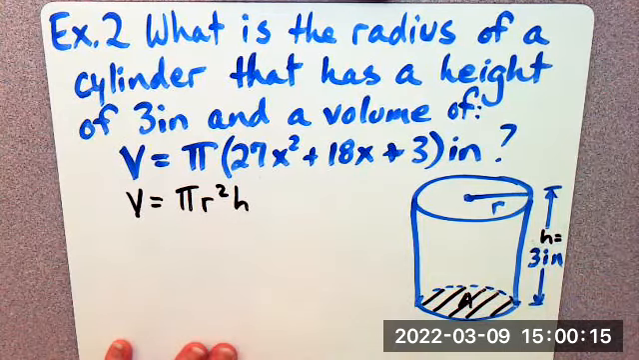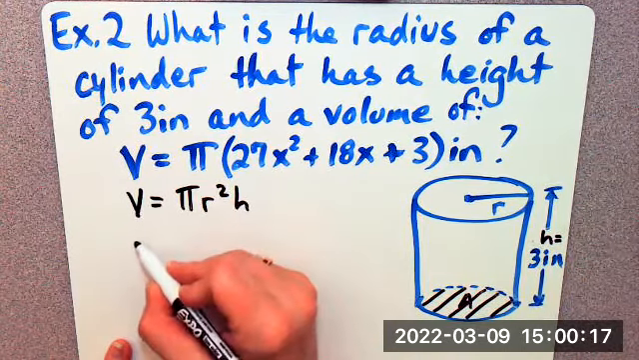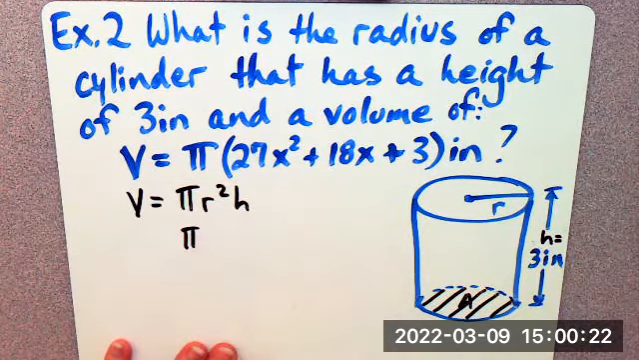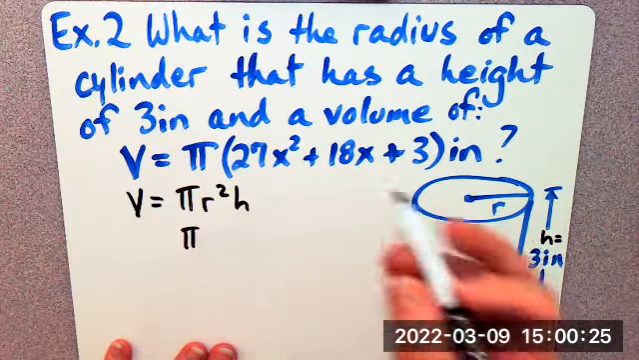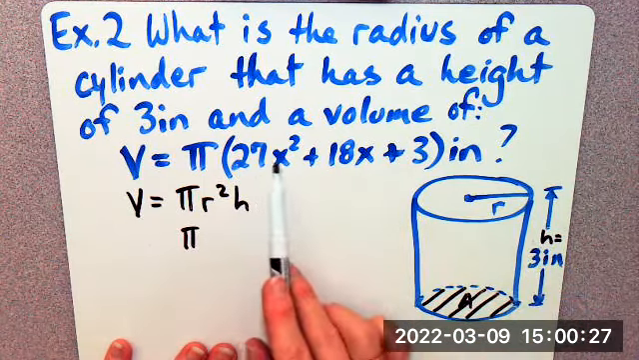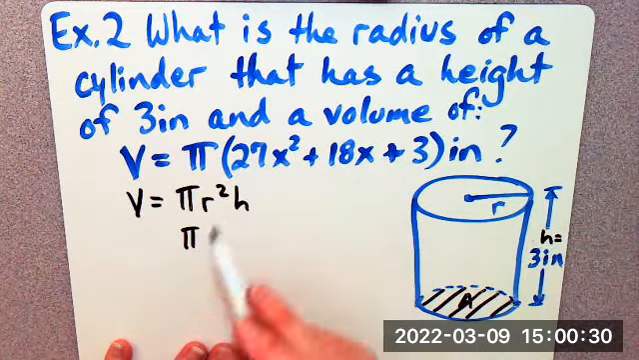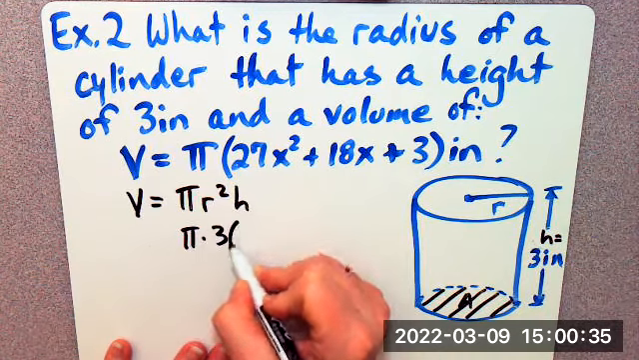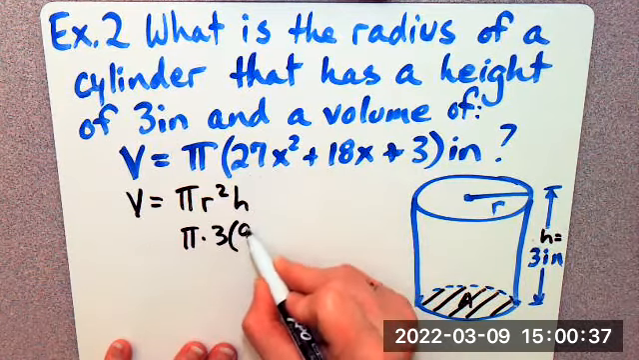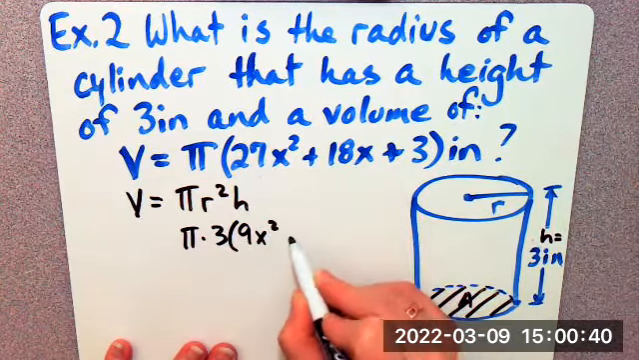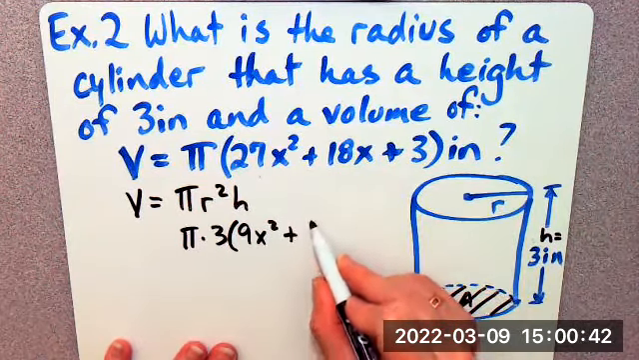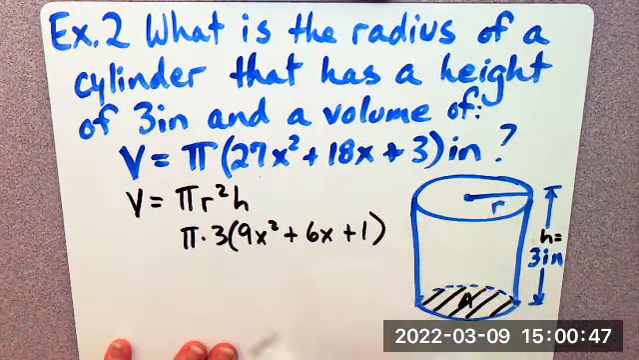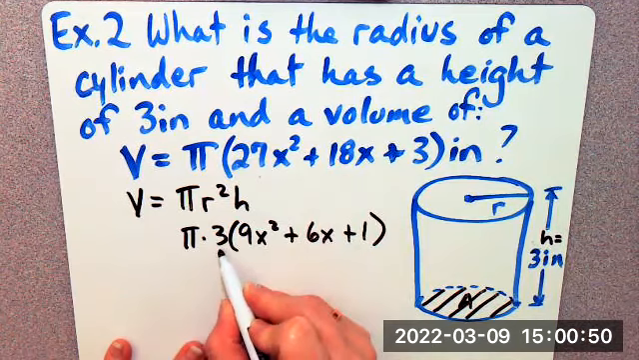All right, so let's substitute this in. So we have the volume, we know is pi, and we have h here, which is 3, and we see we have a common factor here of 3. So we can take the 3 out. And when we divide this by 3, we get 9x squared. When we divide that by 3, we get 6x, and divide that by 3, we get 1.